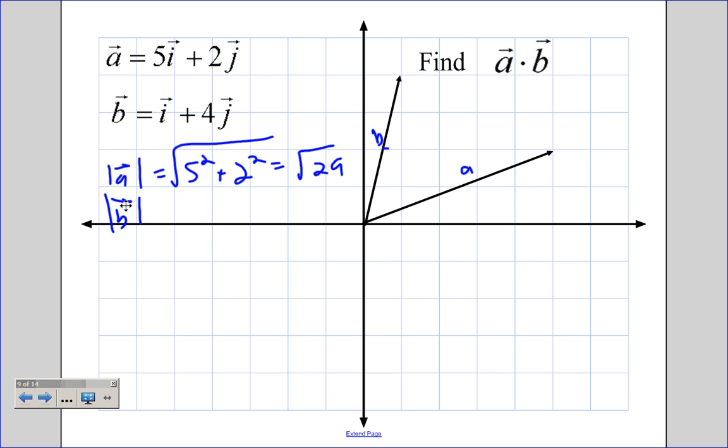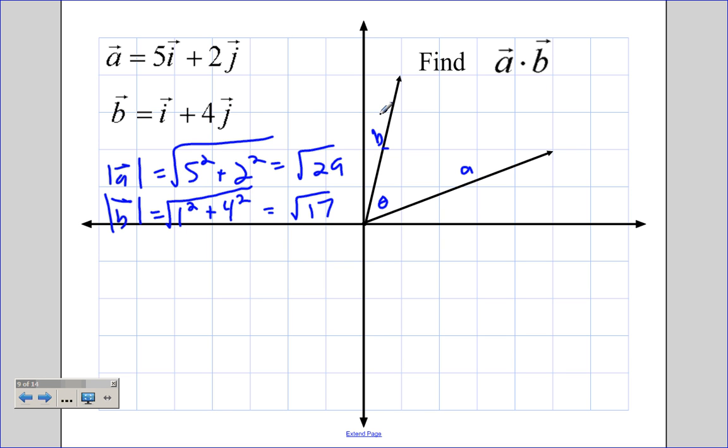The magnitude of B is 1 squared plus 4 squared, which is going to be 1 plus 16, which is 17. So root 29 times root 17. Now we need to find the angle in between here. Now that gets pretty tricky. How do we find the angle in between those?